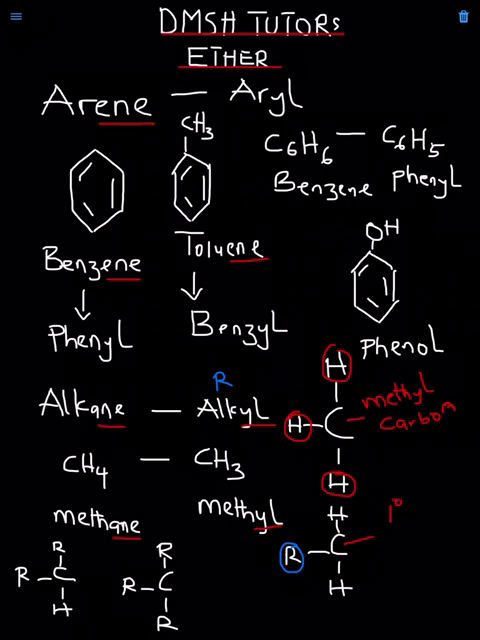Then check these guys here. We have two alkyl groups attached to the carbon directly. Am I right? In that case, we call this carbon secondary carbon. Then check the third one. There are three attachments around the carbon directly. So therefore, we call this carbon tertiary carbon.